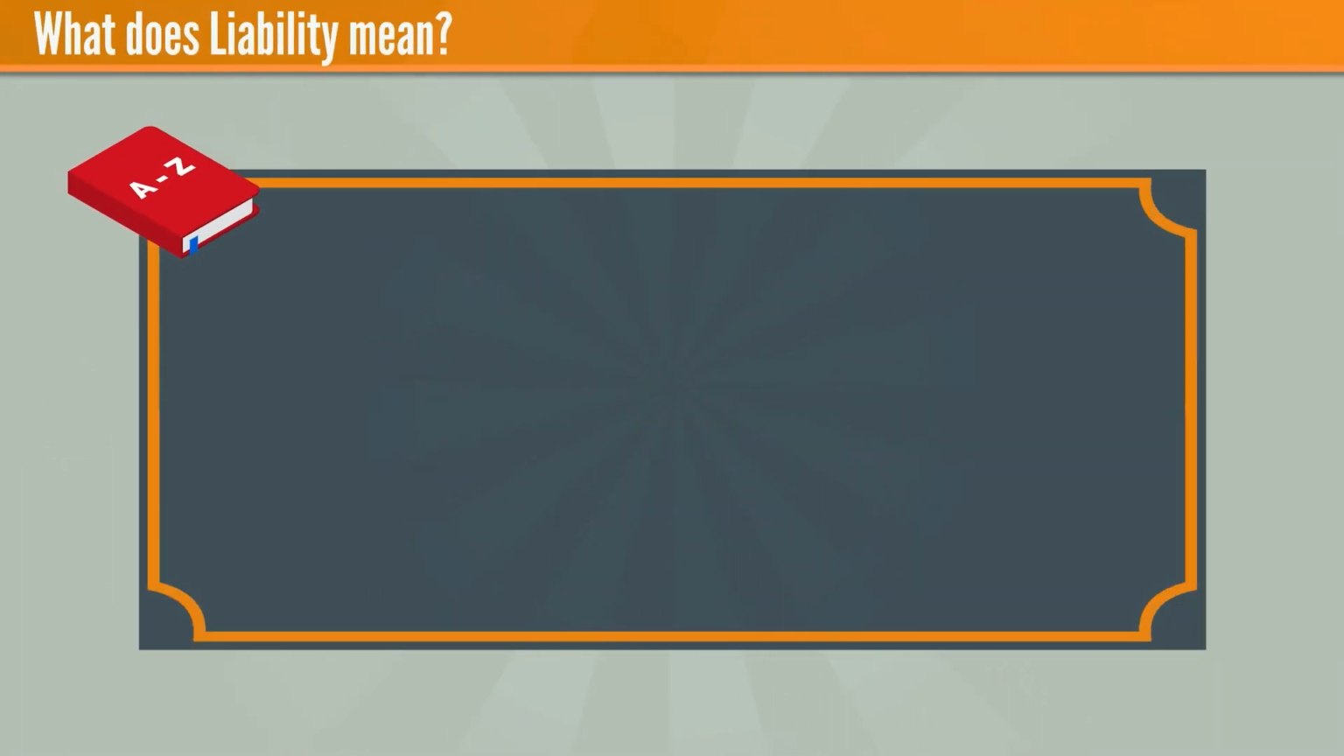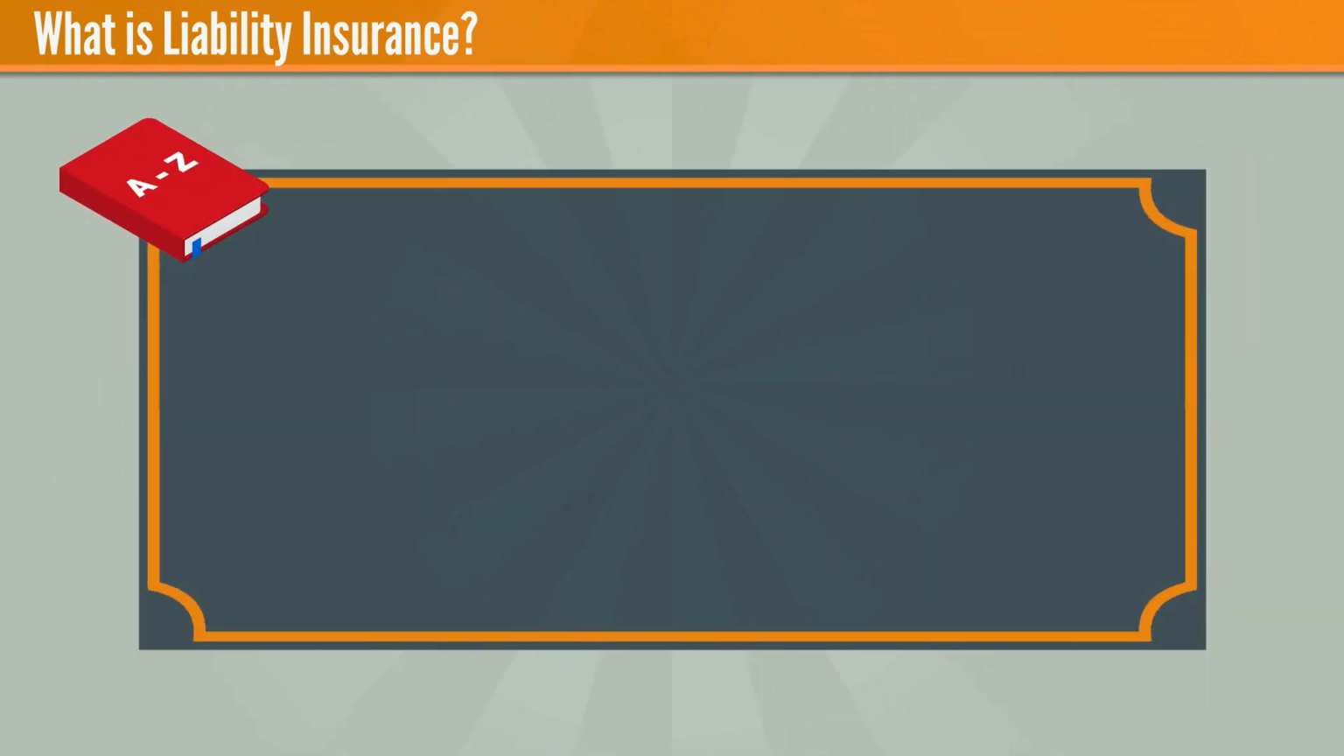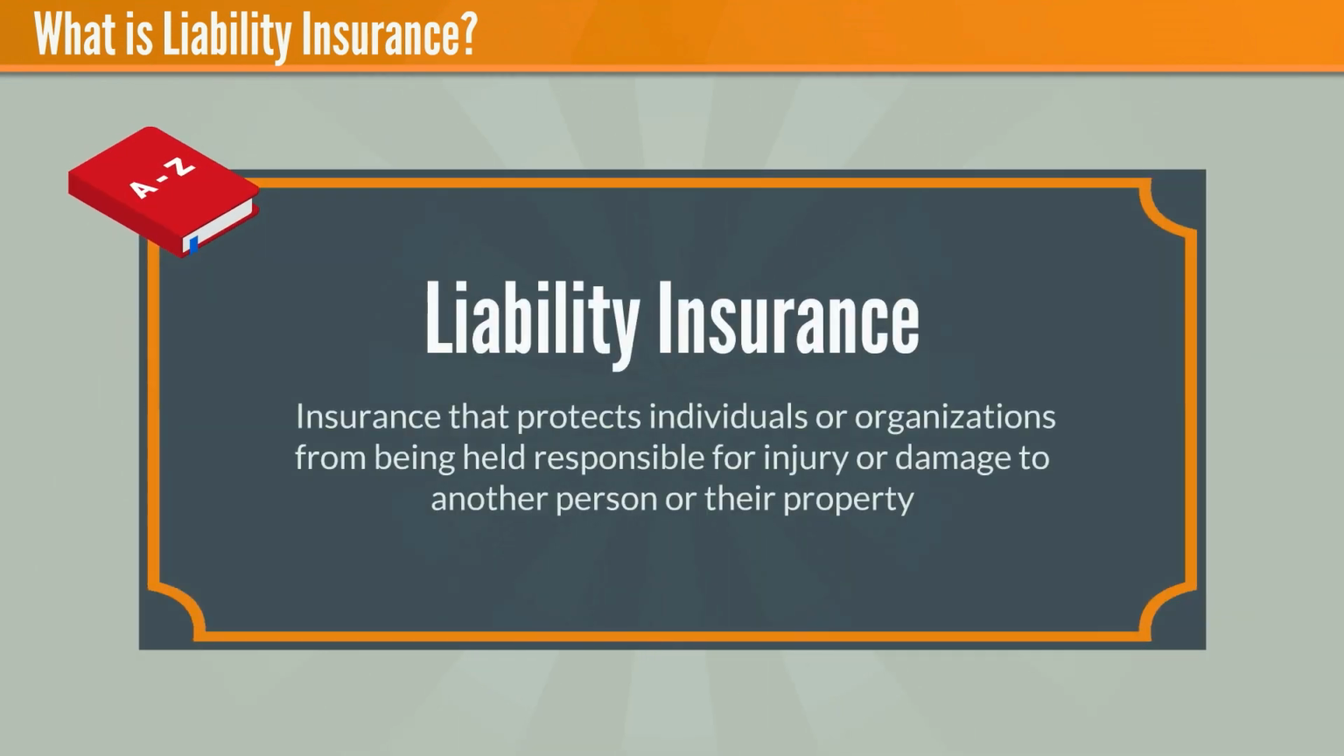So, what does liability mean? This is the state of being responsible for the consequences of one's acts or omissions. What is liability insurance? Liability insurance protects individuals and organizations from being held responsible for injury or damage to another person or their property.